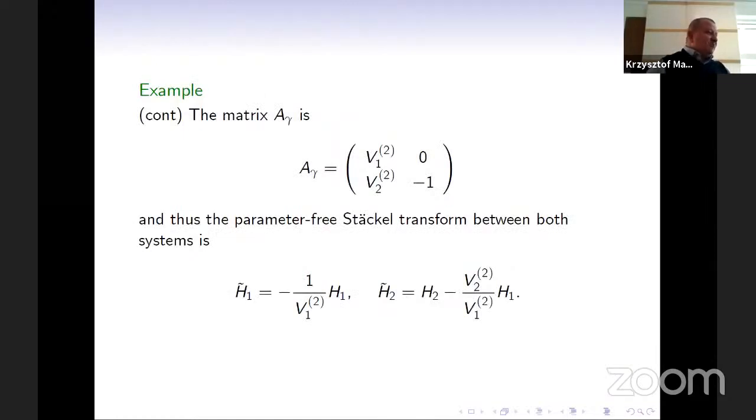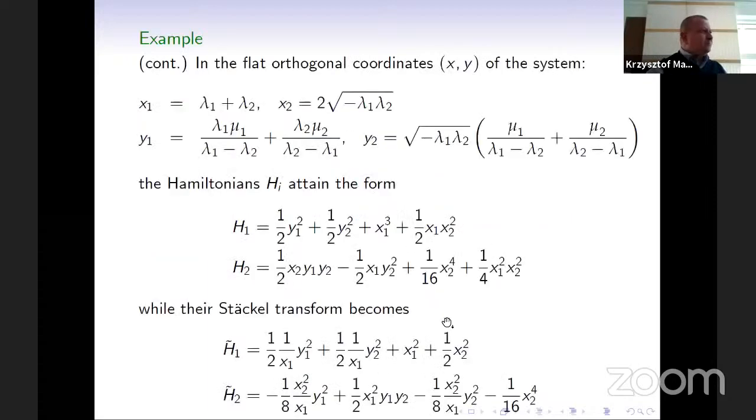This is exactly how the Hamiltonians of the old and new systems are related. As you see, elementary basic separable potentials enter the expressions. Here is how these systems look in so-called orthogonal coordinates. So maybe these coordinates are more known to people working with Hamiltonian systems.